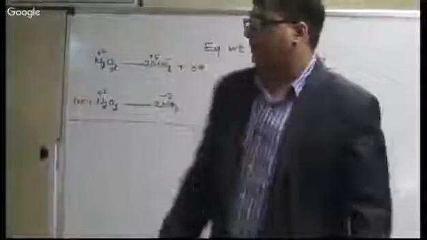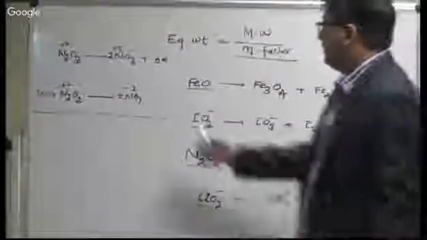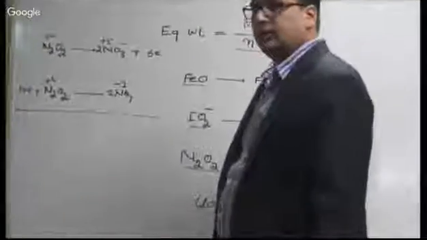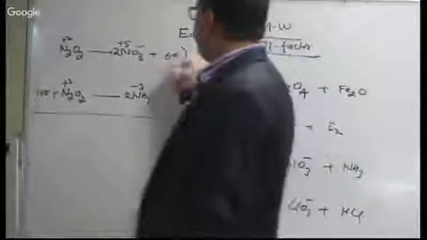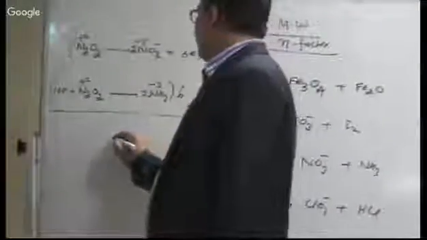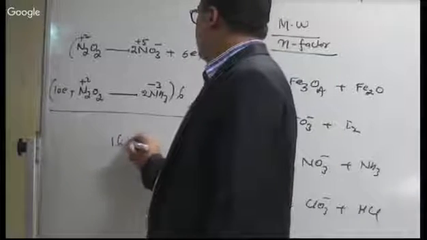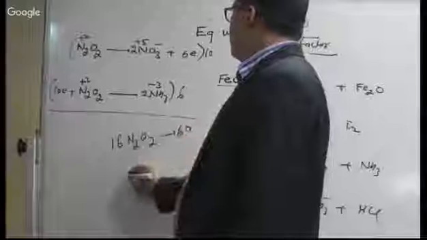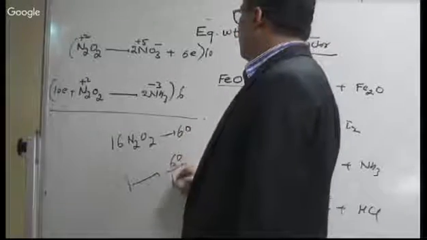There is a 6 and 10. This is 6 electron, this is 10 electron, right? So we have to multiply this by 10, multiply this by, so it will be 16. N2O2 transfers 60 electrons. It is 60 by 16.